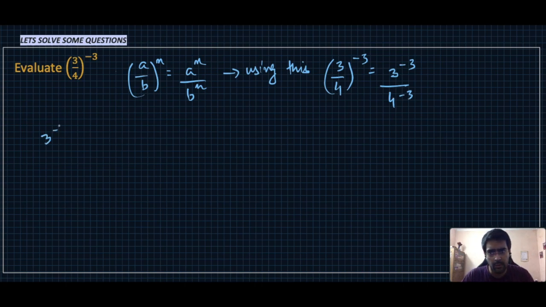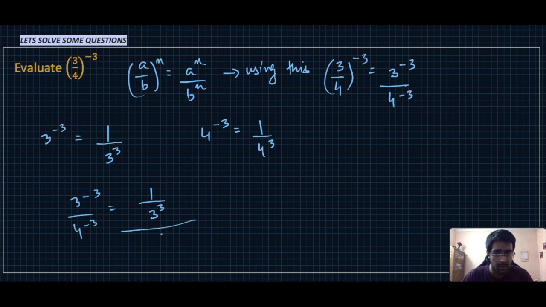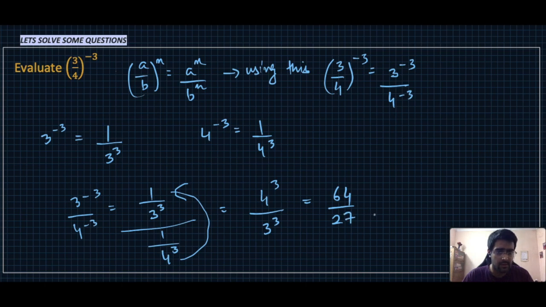So now let's deal with 3 to the power of minus 3 separately. Now we know if something is raised to the power of minus 3, it goes in the inverse, right? And similarly, 4 to the power of minus 3 becomes 1 by 4 to the power of 3. Now, what is 3 to the power of minus 3 divided by 4 to the power of minus 3? This will be 1 by 3 to the power of 3 divided by 1 by 4 to the power of 3, which essentially is 4 to the power of 3 over 3 to the power of 3, right? This will go towards the up. And this becomes 64 by 27, and this is our first answer.